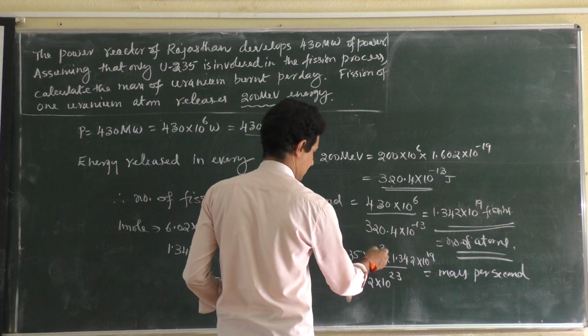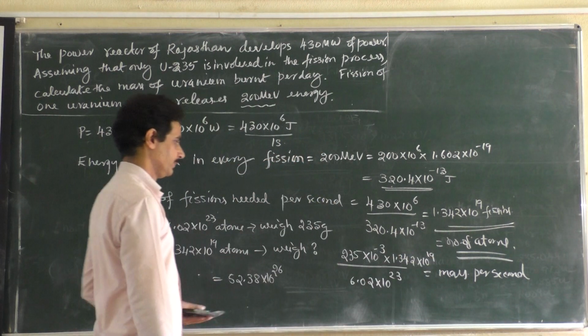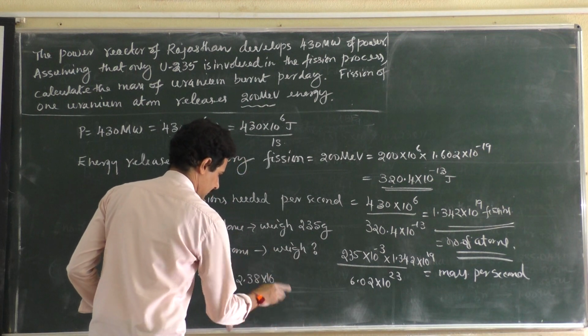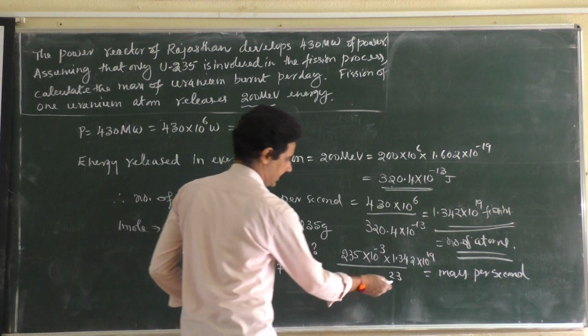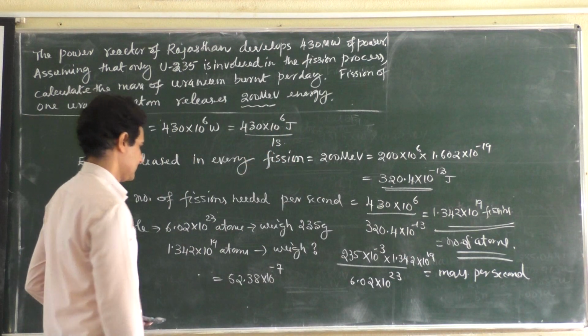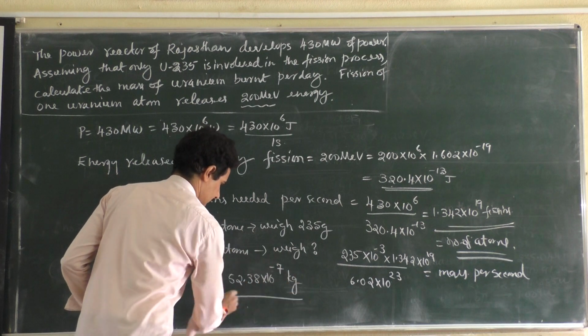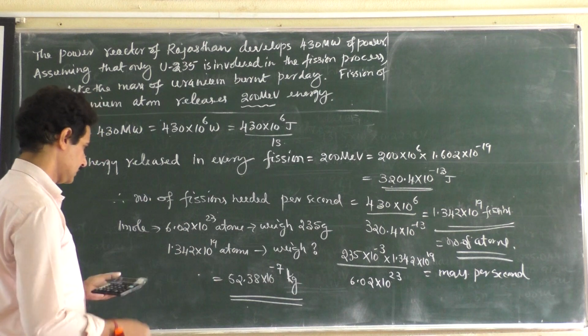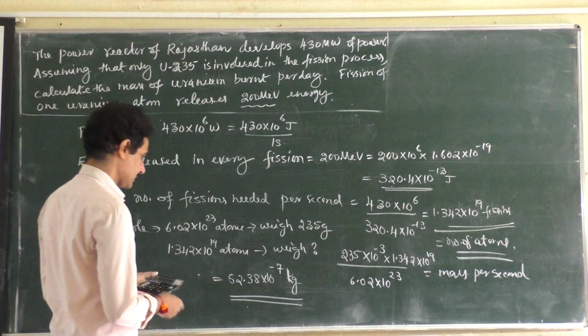This is minus 26 plus 19, it is minus 7 kg, isn't it? So 52.38 into 10 to the power minus 7 kg.